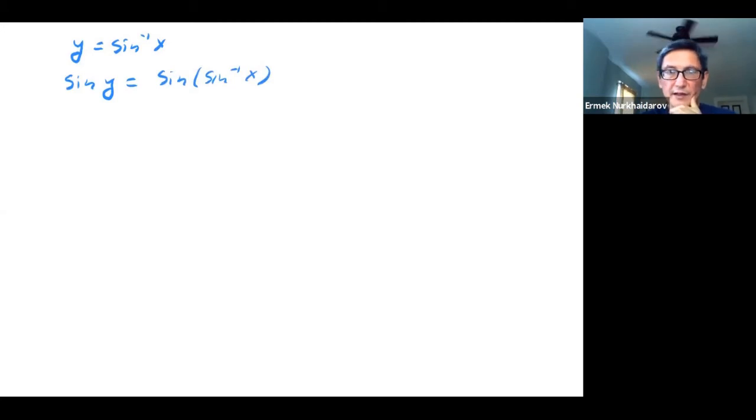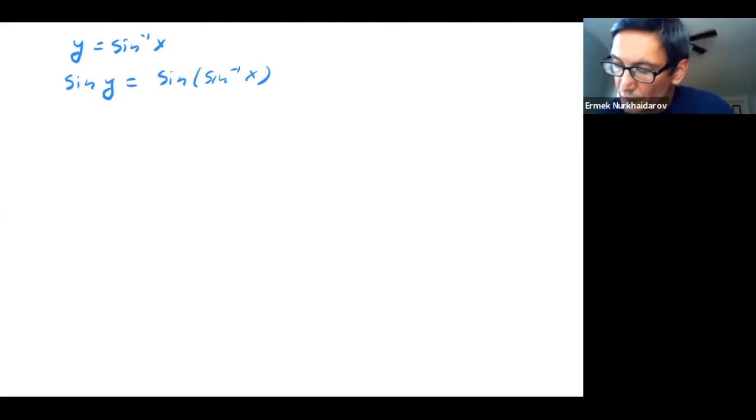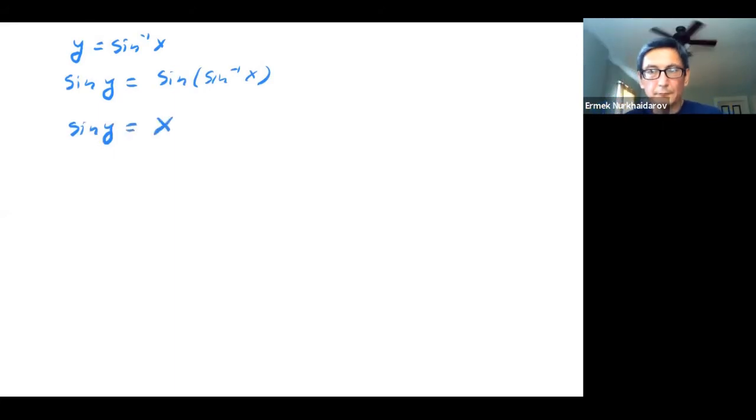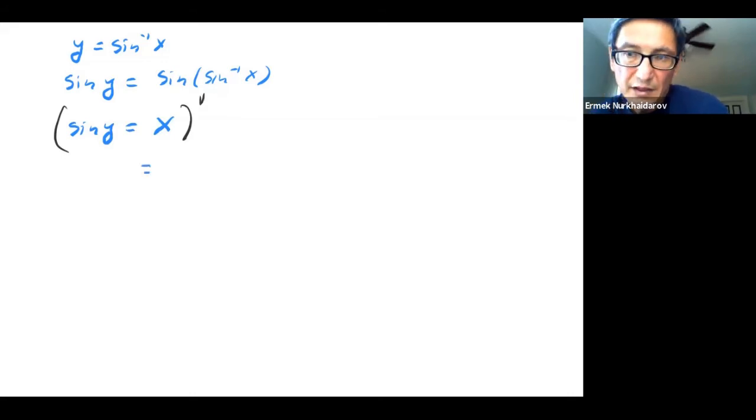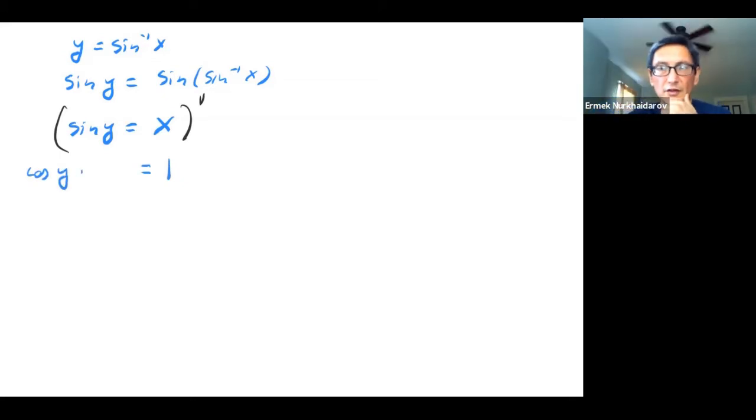Then on the right side, sine and sine inverse cancel each other, so we're going to get just sine of y equals x. At this point, we're going to take the derivative of both sides. On the right side, the derivative of x is easy: 1. On the left side, the derivative of sine is cosine, and because we're doing a chain rule, times y prime. Solving for y prime, we get 1 over cosine y.